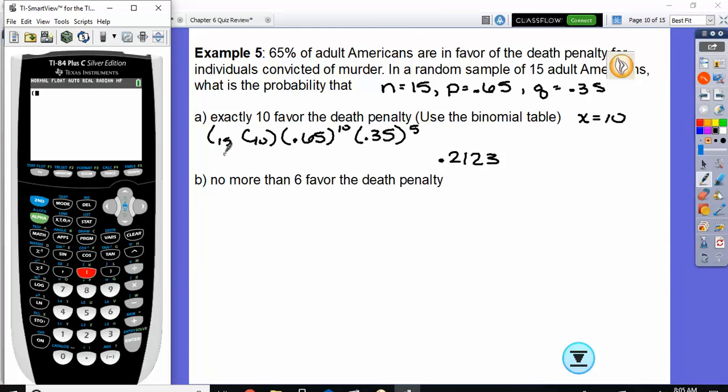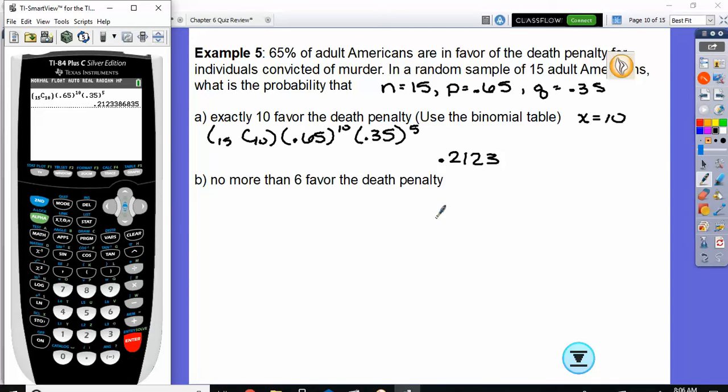So if we use our calculator, we enter first the 15, we go into math, over to probability, and we want the nCr, and then we put in 10. I think yours comes up a little bit different. When you push that button, it says 15 nCr, and then you just type the 10 afterwards, same thing. Close that parenthesis. We have 0.65 to the 10. And 0.35 to the 5th. And so we get 0.2123. So same answer, just two approaches for doing that.